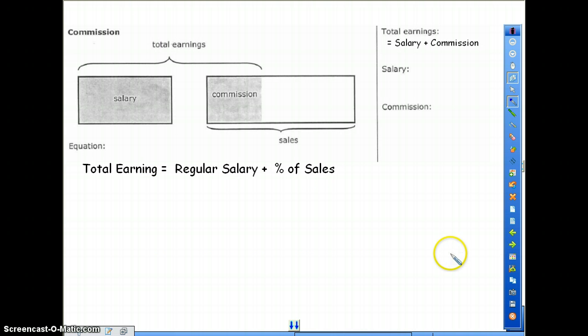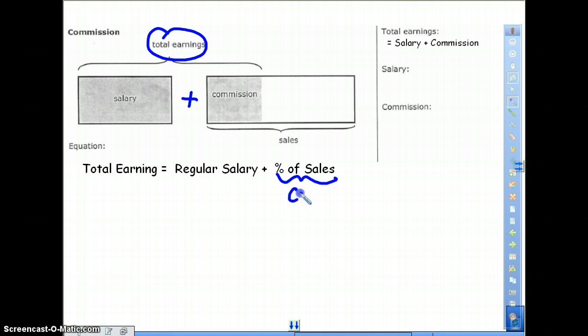Okay, moving on to commission. We've got our salary. That's something that we earn. It's our wage. And then commission is a part of our sales. So our equation is going to say our total earnings equals our regular salary plus percent of sales. And under this you could write also known as commission.